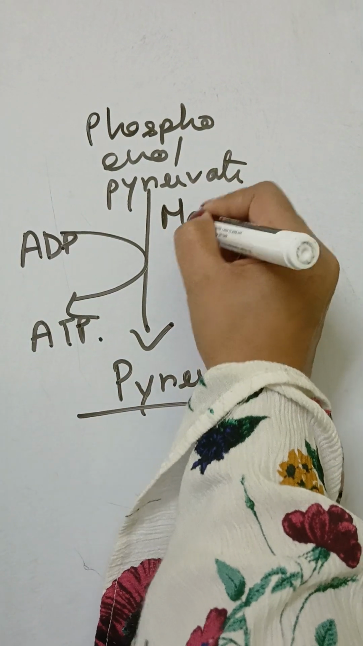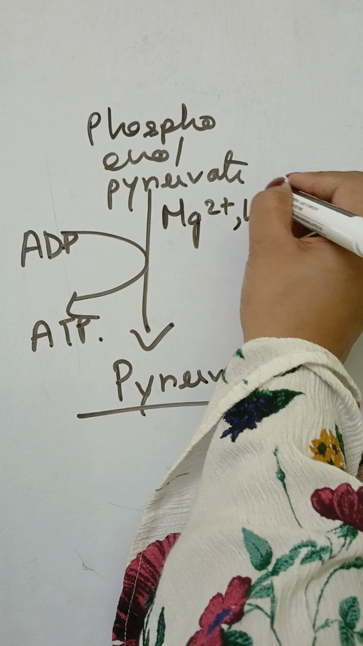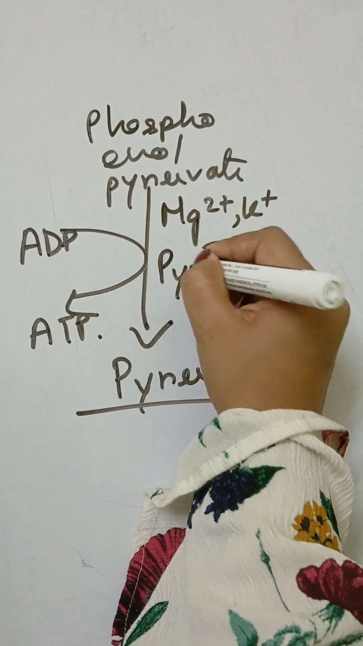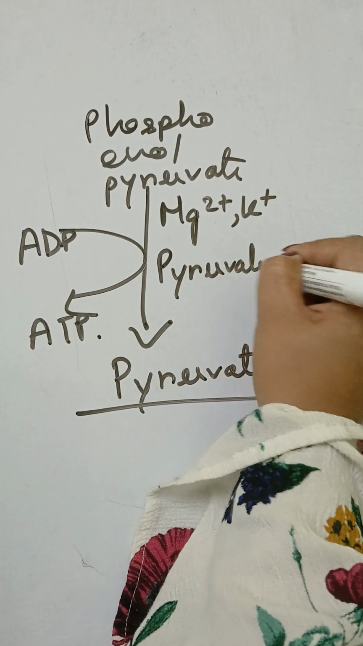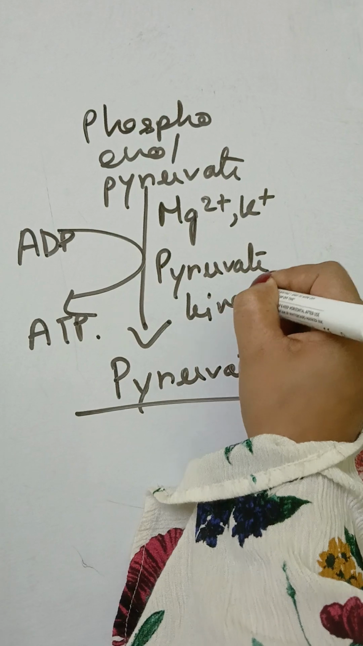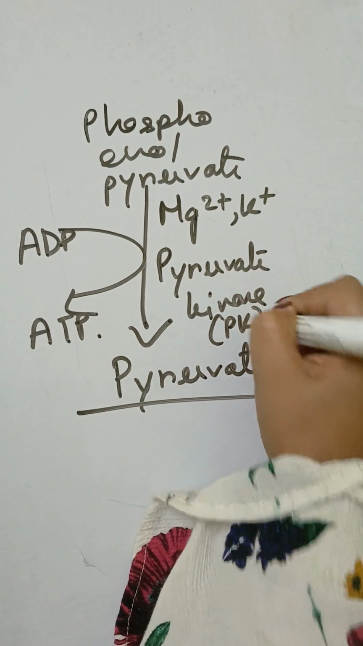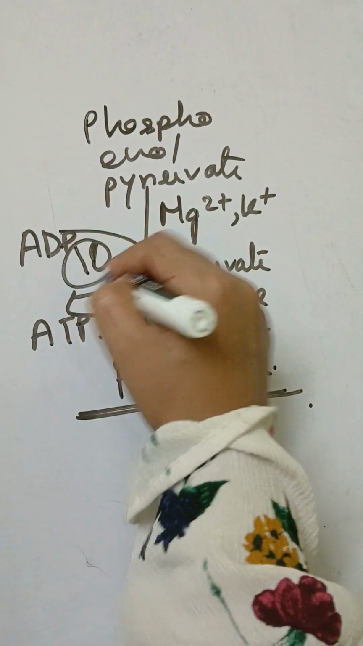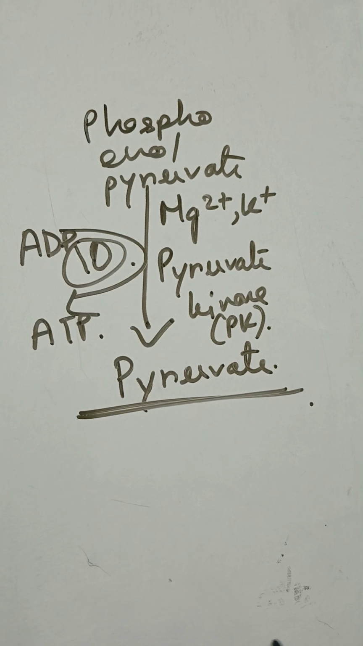Here 2 cofactors are needed. One is Mg2+, one is K+. And what is the enzyme? It's a very well known enzyme, pyruvate kinase, also known as PK. So this is the 10th reaction, or the final step of the glycolysis pathway.